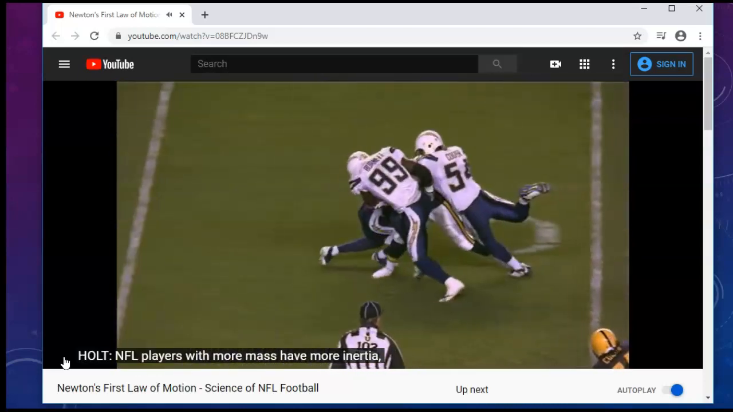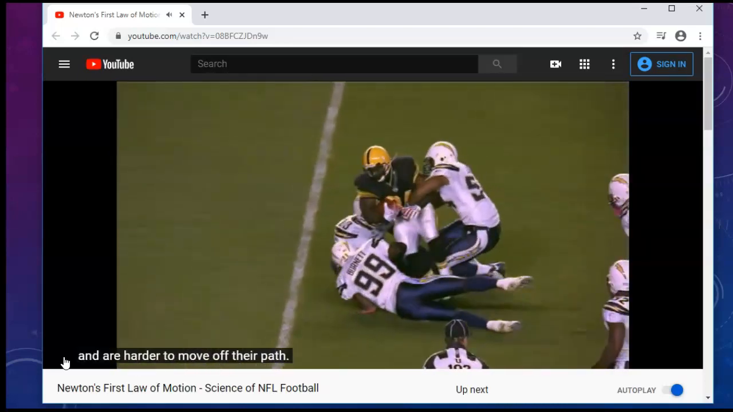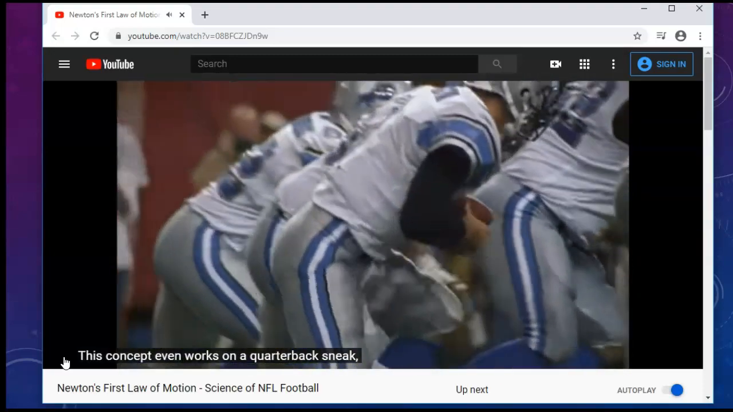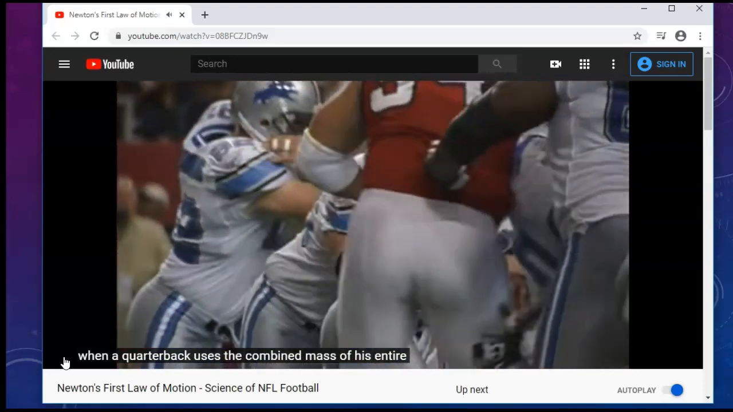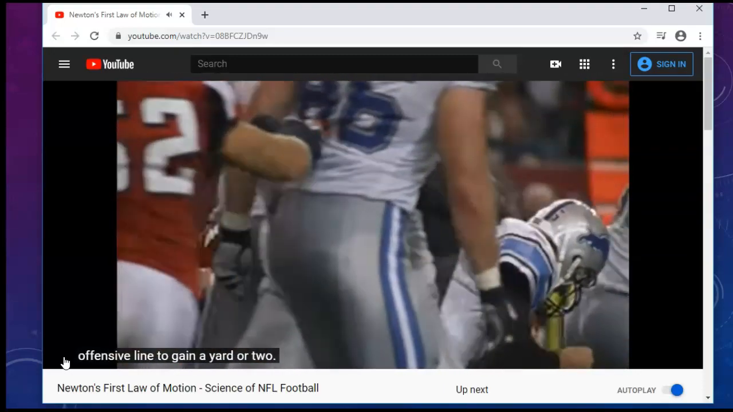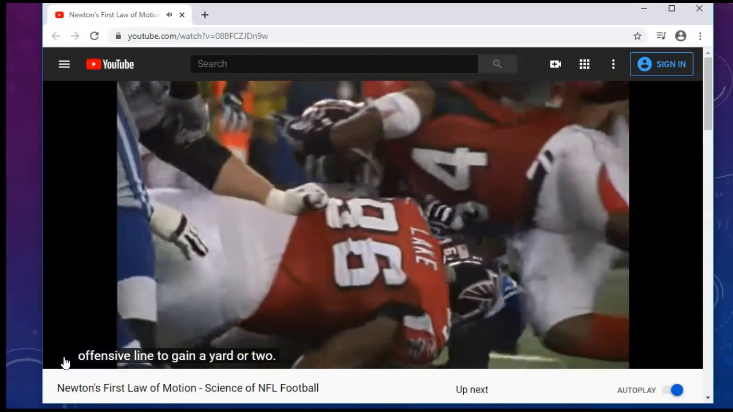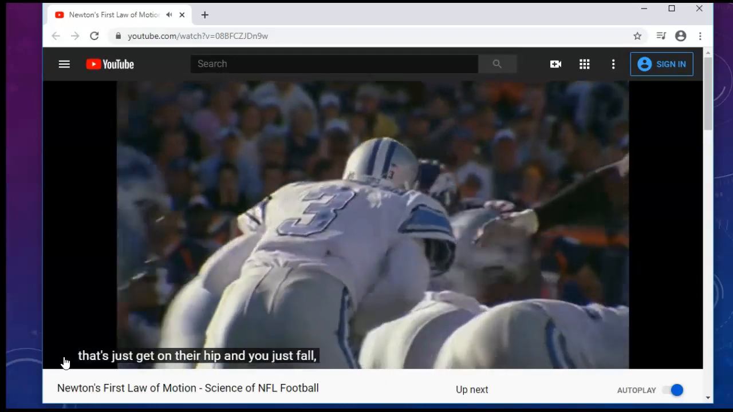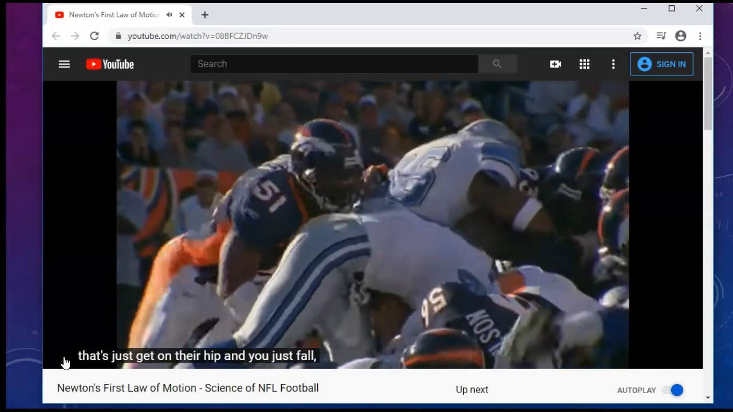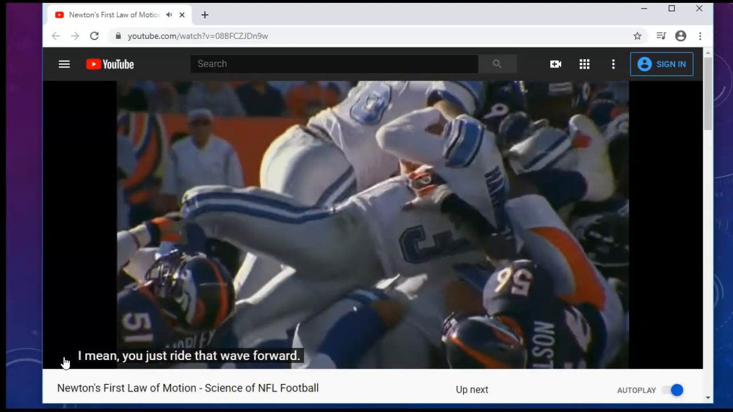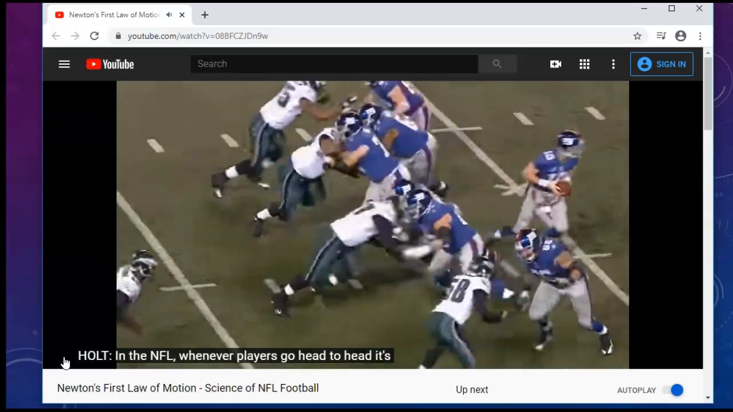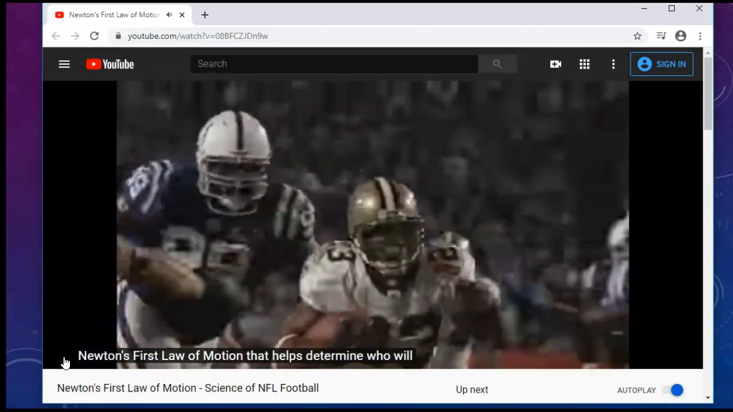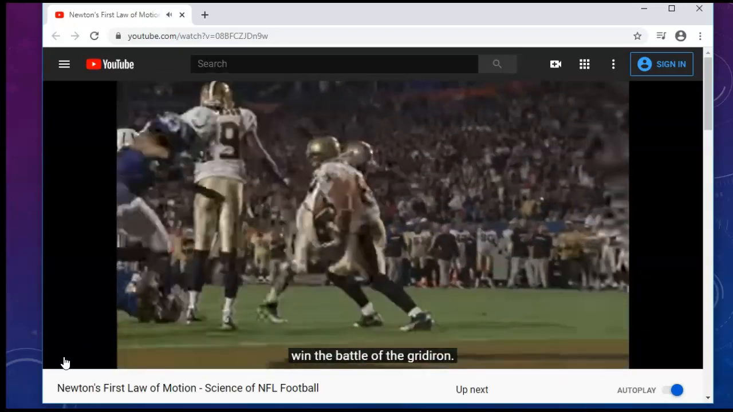NFL players with more mass have more inertia and are harder to move off their path. This concept even works on a quarterback sneak, when a quarterback uses the combined mass of his entire offensive line to gain a yard or two. If you've got an offensive line that can overpower the defensive line, that's just what you do. You get on their hip and you just fall. I mean, you just ride that wave forward. In the NFL, whenever players go head-to-head, it's Newton's first law of motion that helps determine who will win the battle of the gridiron.